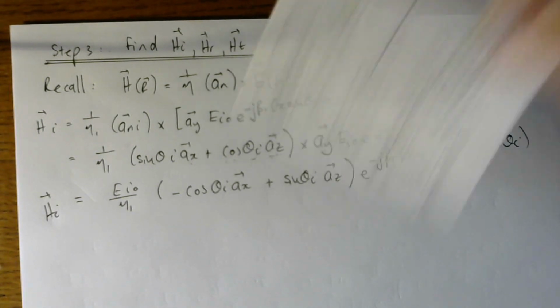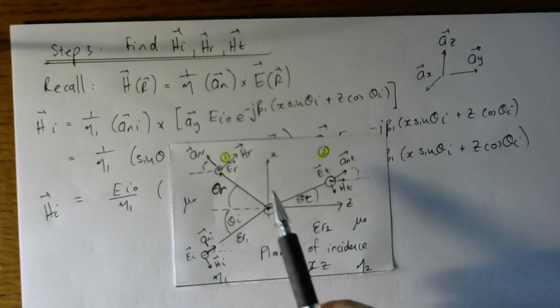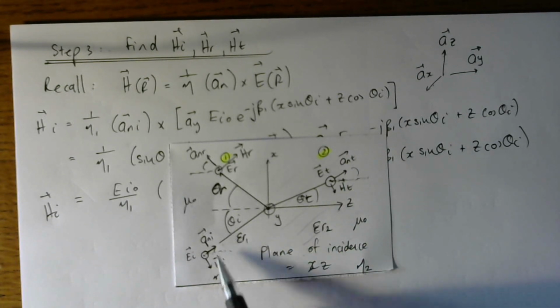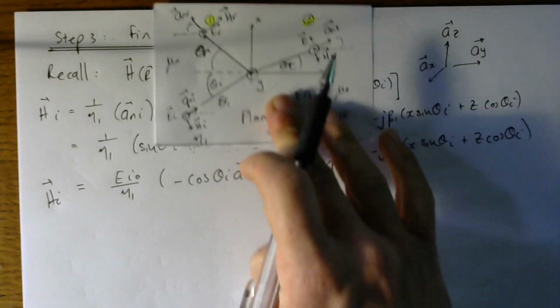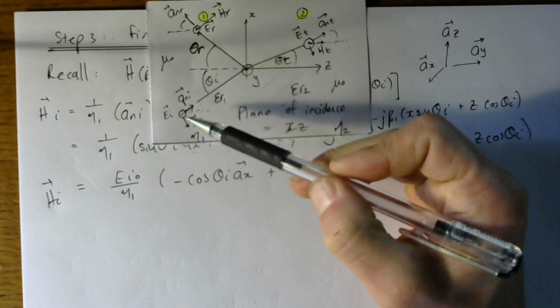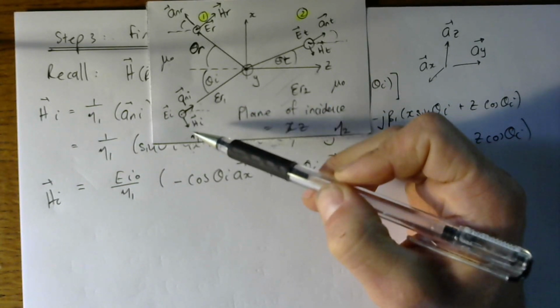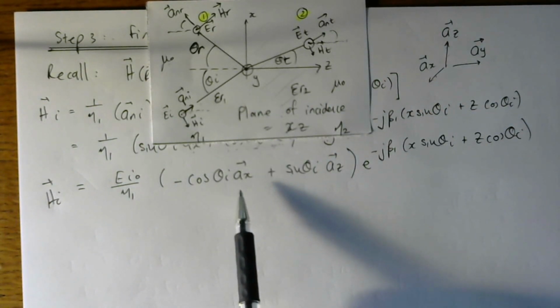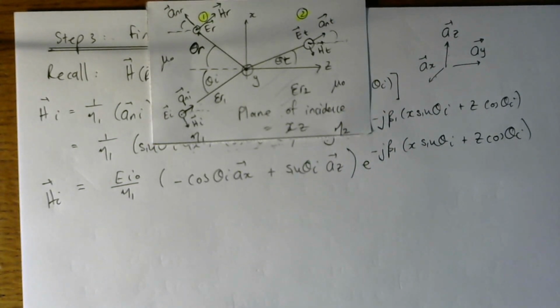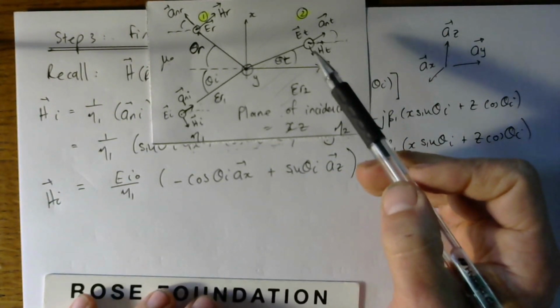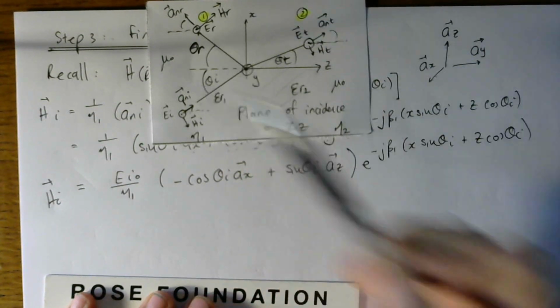Now, how can I check this? Make sure that it's correct. I can check this by looking over here, right? So let's put it here. H has some component in the negative x direction, and then some component in the plus z direction. This is just a visual confirmation that my math is working out fine. Now I can do the same for the transmitted magnetic field and the reflected magnetic field.